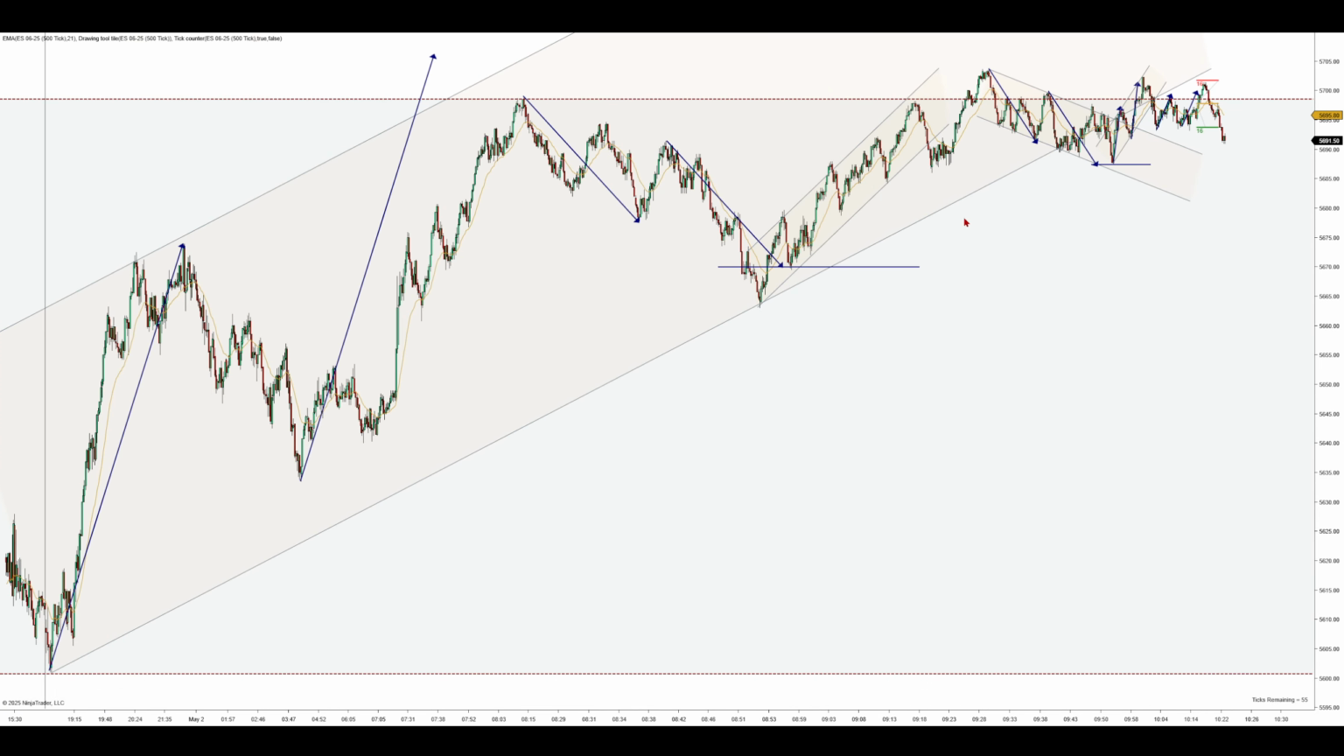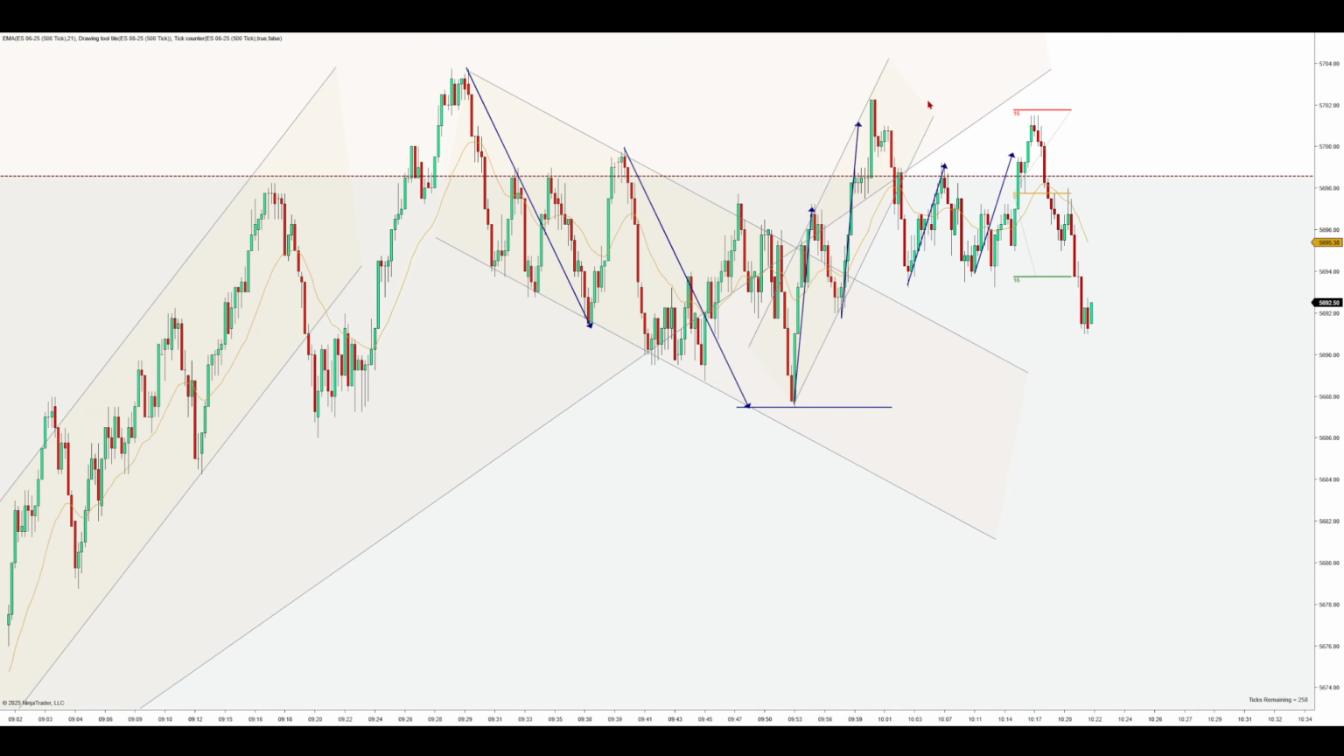I got to trading a bit late today. Usually I start right at 8, but today I really only got started around 9:45. So anyway, just wanted to share what I'm doing here.